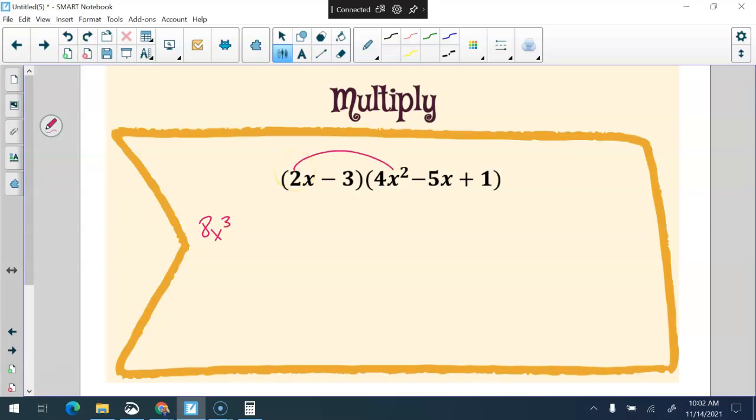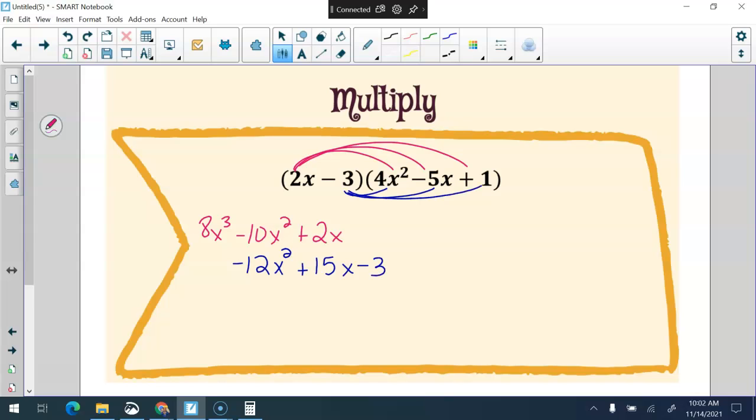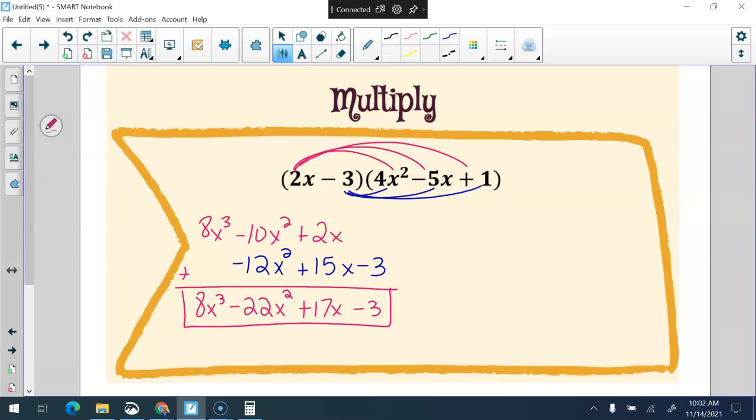If you chose to distribute, this is what we'd be getting. I used to just line them all up, the 6 terms, but I saw this trick later on, I thought was cool. So that's a negative 12x squared, I'm gonna line up the like terms. Negative times a negative, which a lot of you might miss, is positive 15x, and a negative 3 times 1 is negative 3. Combine like terms, add them up, 8x cubed. I've got a negative 10 and negative 12, and I've got a 15 and a 2, and a minus 3. So if you did it that way, there you go.